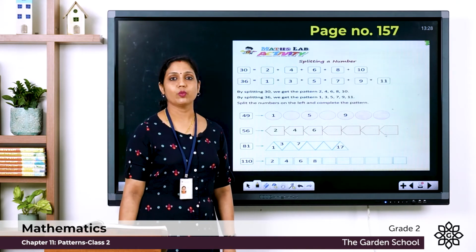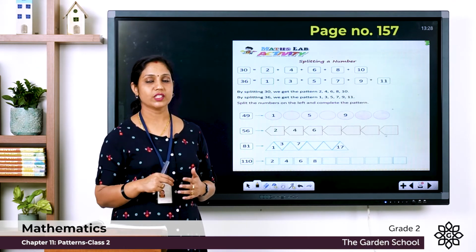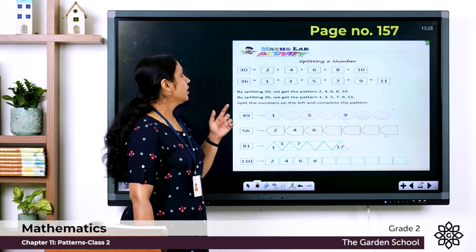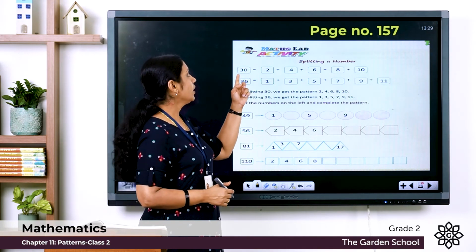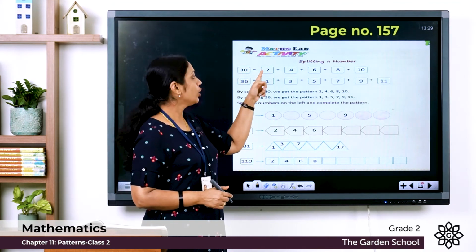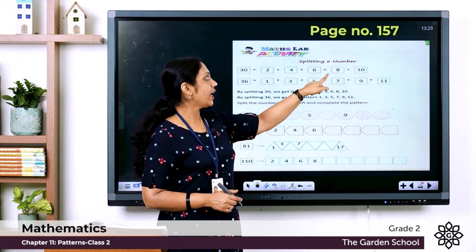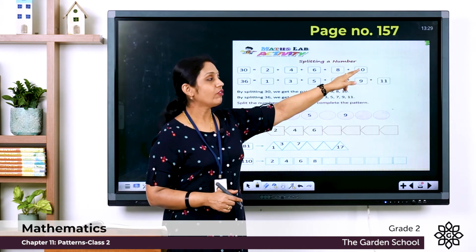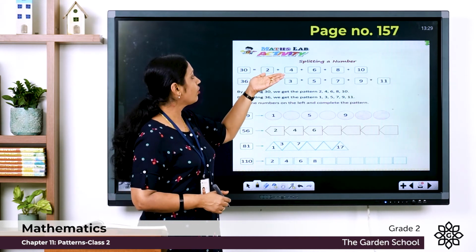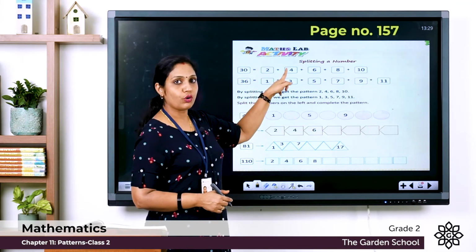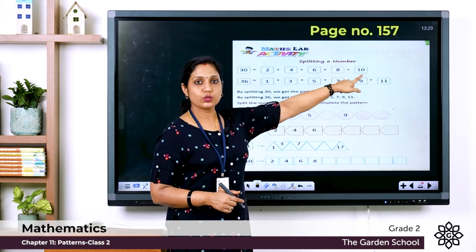Next in page number 157 we have a Maths Lab activity. So first let's check what it is. Splitting a number. So look at the number 30. The number is split into 2 plus 4 plus 6 plus 8 plus 10. And when we add these numbers we have to get the number 30. So let's see how it is arranged. 2 plus 2, 4. 4 plus 2, 6. 6 plus 2, 8. 8 plus 2, 10.